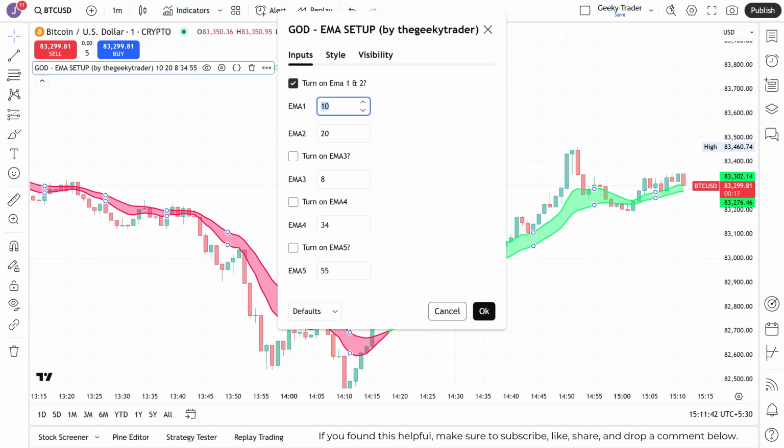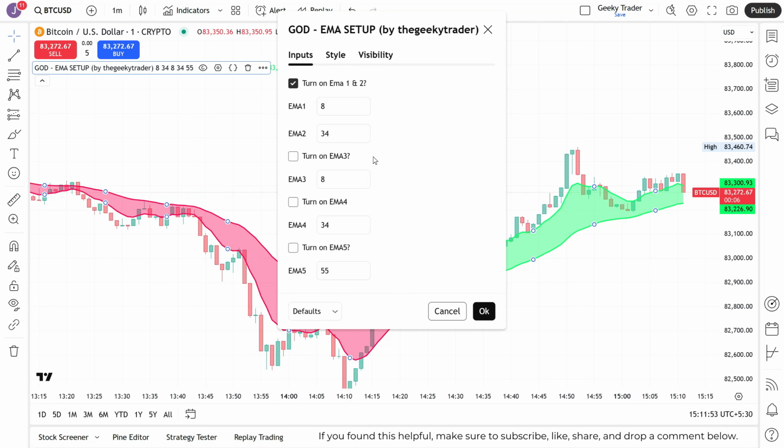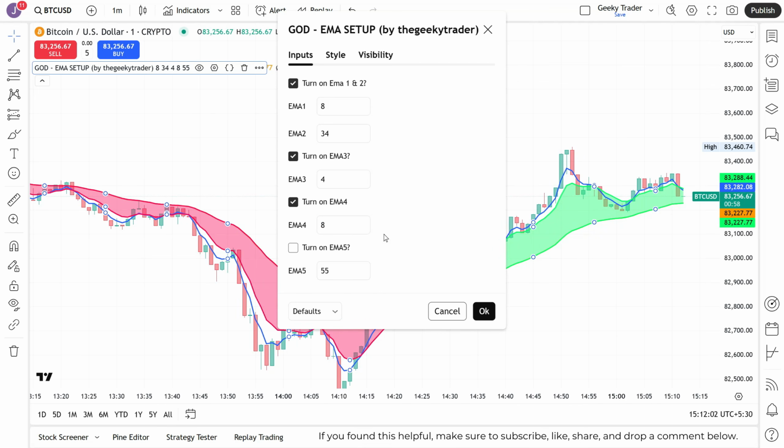All right, let's customize the script settings to match my most used setup. First, I'm going to adjust the EMAs. EMA 1 will be set to 8, EMA 2 will be set to 34, EMA 3 will be set to 4. For EMA 4 and EMA 5, I'll keep them the same as EMA 1 and EMA 2, ensuring consistency in my setup. This configuration has worked really well for me, and I use it regularly in my trading strategies.